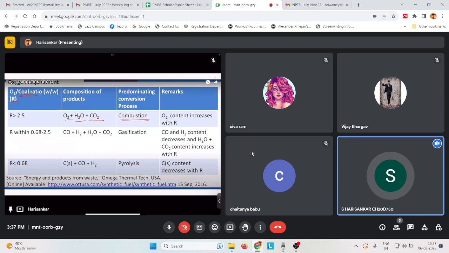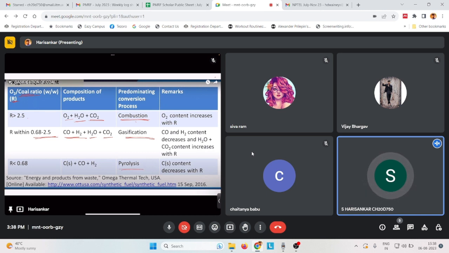But if we look at other processes like gasification, your R ratio, or the ratio of oxygen to coal, will be less than what is stoichiometrically required for complete oxidation. So it will usually fall within the range of 0.68 to 2.5. Because it is somewhat less than the stoichiometric requirement for complete oxidation, you can get some partial oxidation compounds like, for example, carbon monoxide and hydrogen. And of course, some amount can also get completely oxidized, and you'll also get water and carbon dioxide. So these are the major products from the gasification reaction.